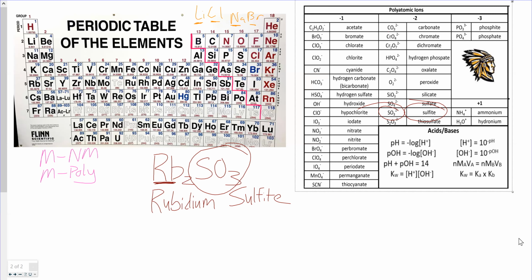One more. Actually, we're going to go backwards. Now I'm going to give you the name of it. Let's figure out the symbol for it. I mean, the formula.